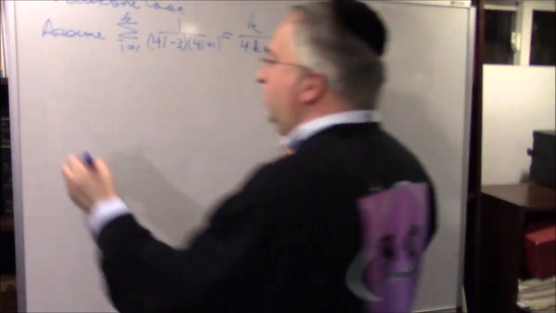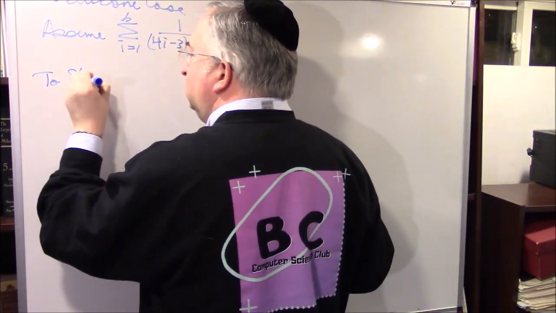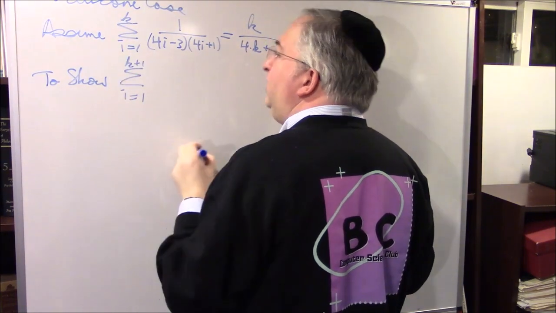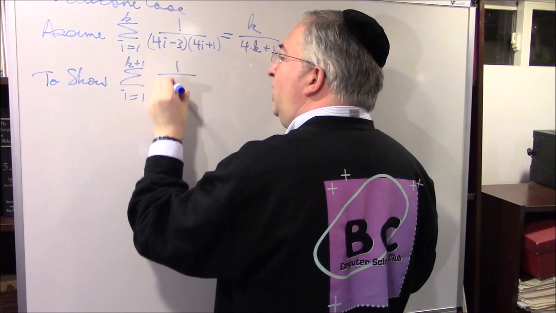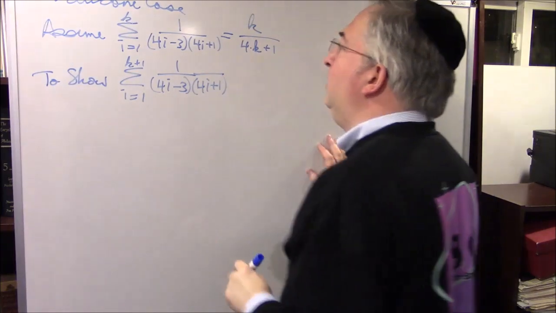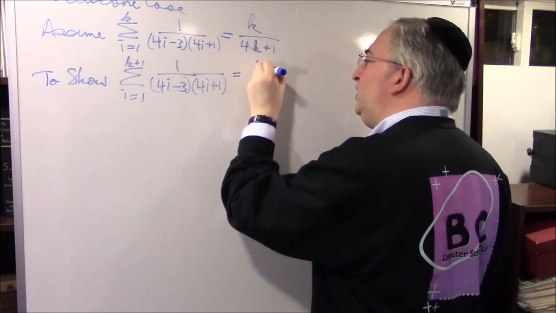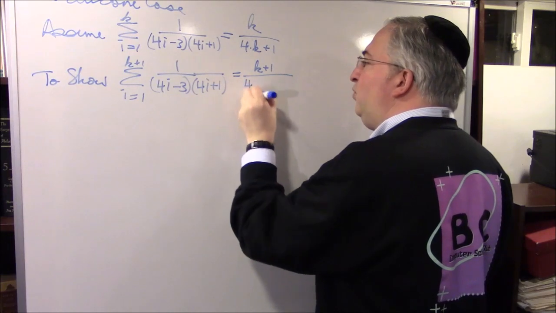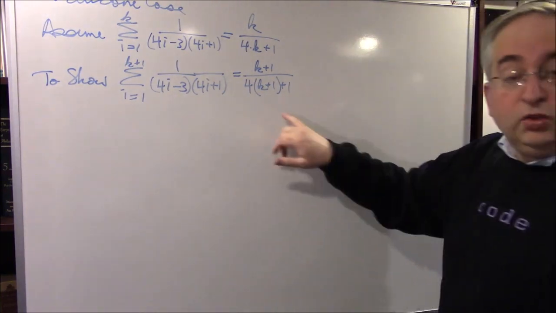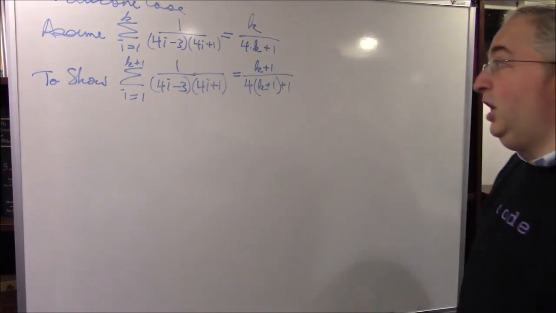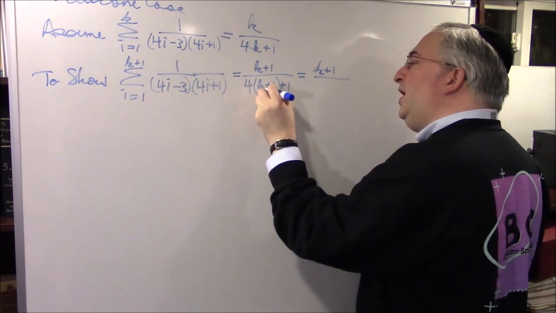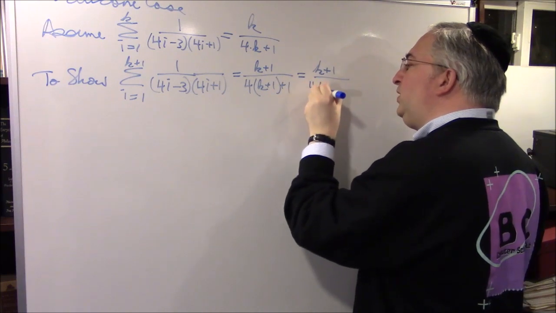To show the sum of i equals 1 to k plus 1 of 1 over (4i minus 3) times (4i plus 1) is equal to k plus 1 divided by 4 times (k plus 1) plus 1. Okay, hold on, this is our cheat sheet, so we better get it into a nice shape. So this becomes k plus 1 on the top, the numerator, and 4k plus 4 plus 1, so this becomes 4k plus 5.